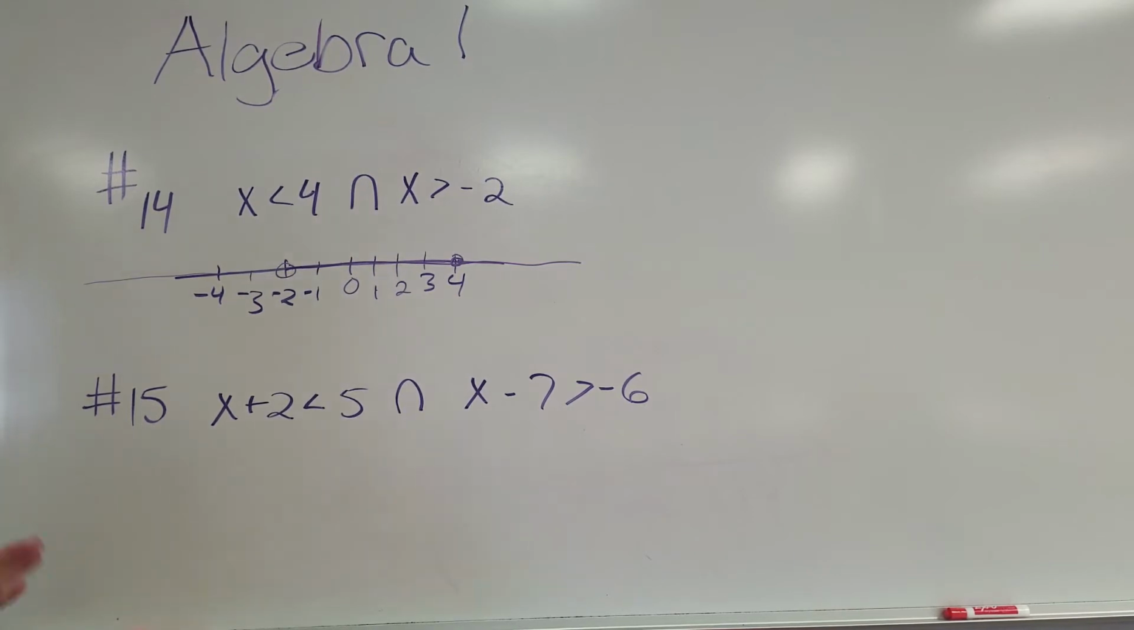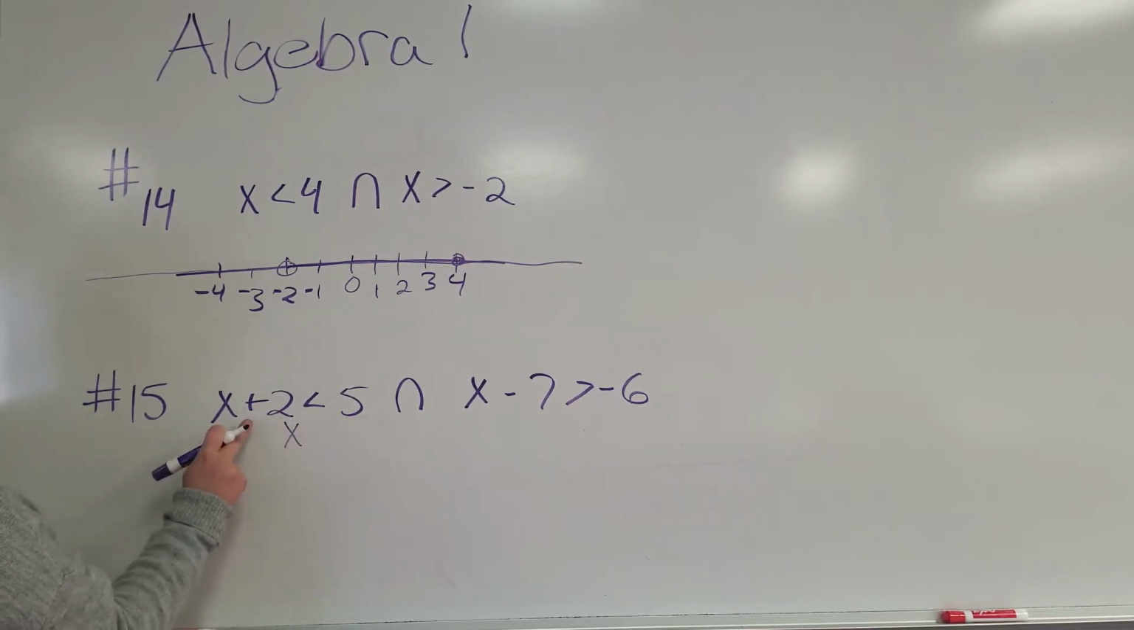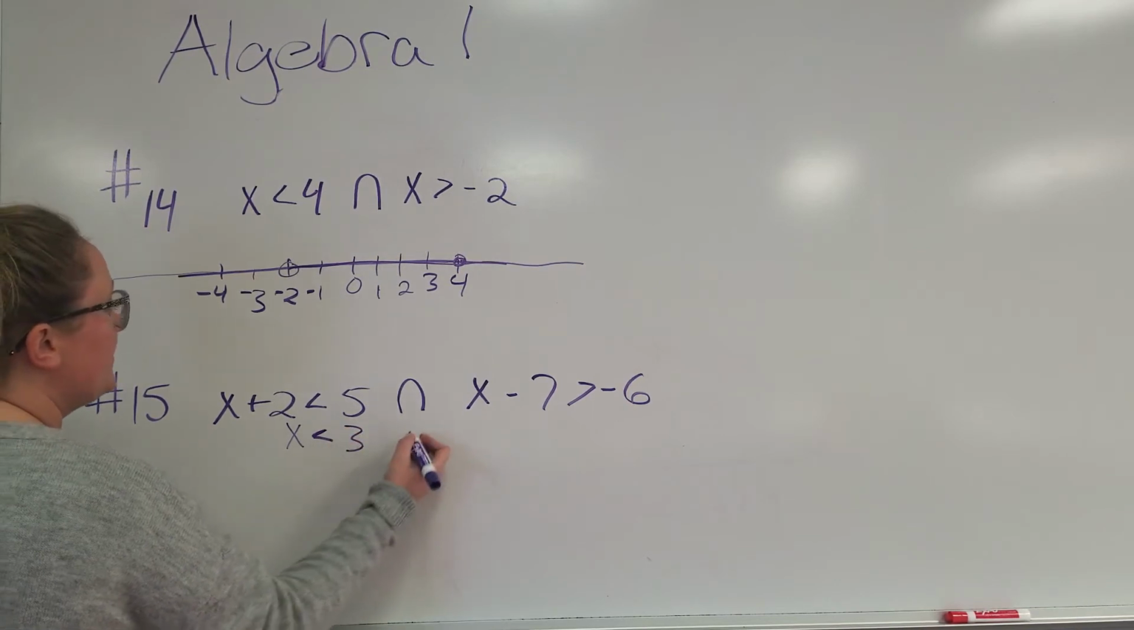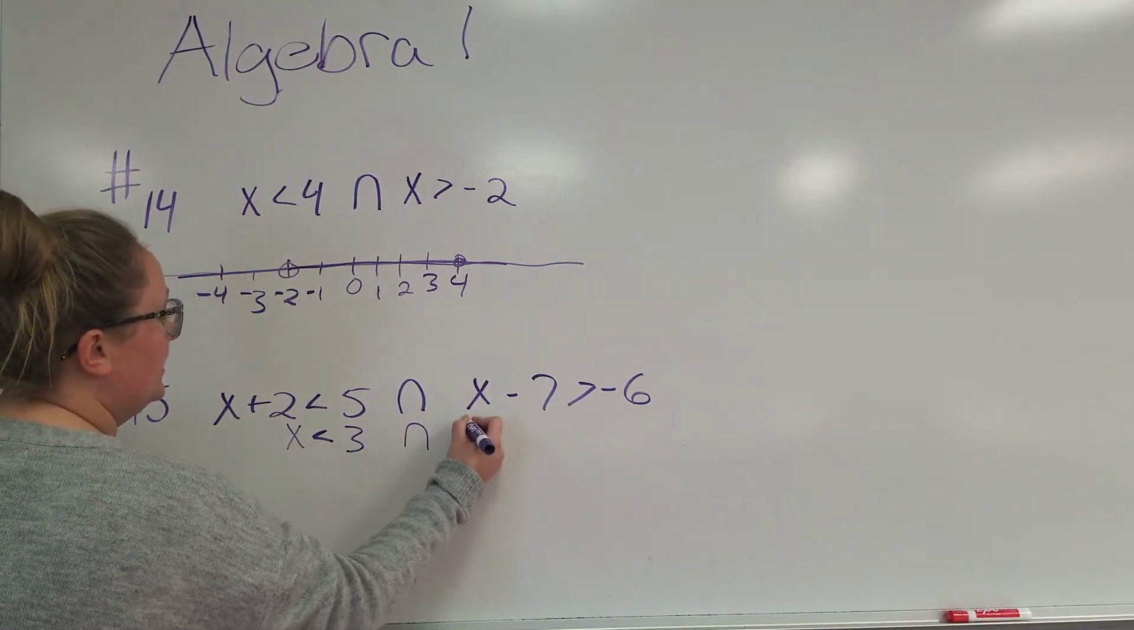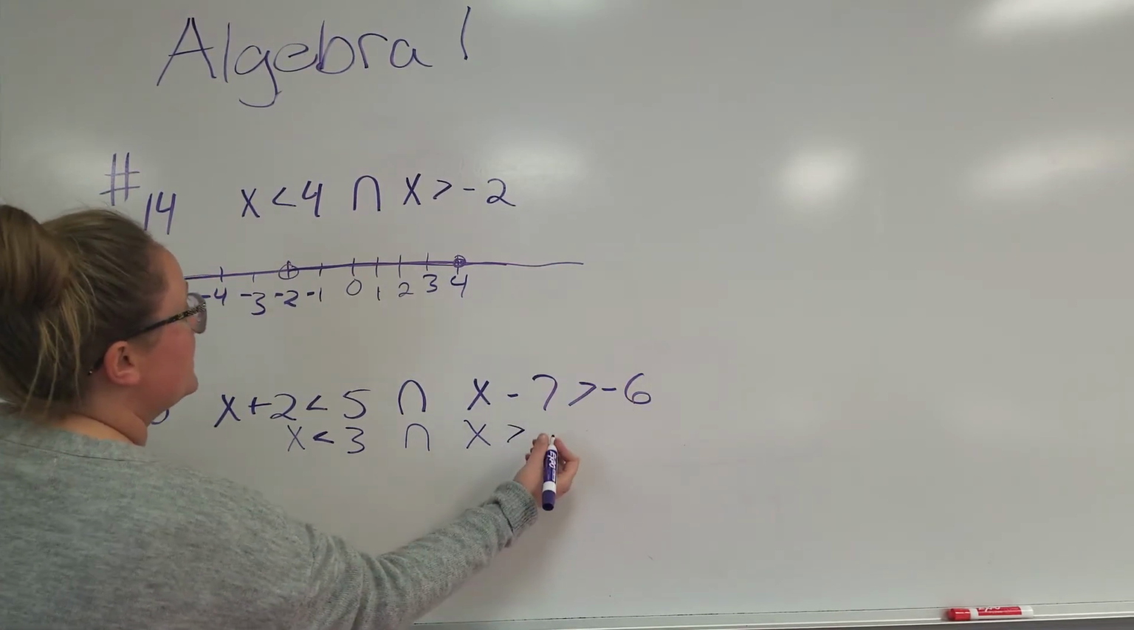All right, same thing on number 15, but they want you to solve these first. So x plus 2 is less than 5, so the 2 is added. On the other side, it's going to subtract. 5 minus 2 is 3. And on this side, it's a -7, so on the other side, it's going to add. -6 plus 7 is 1.